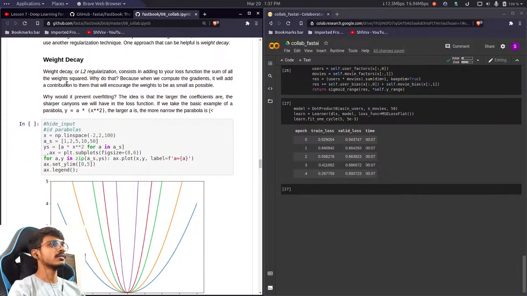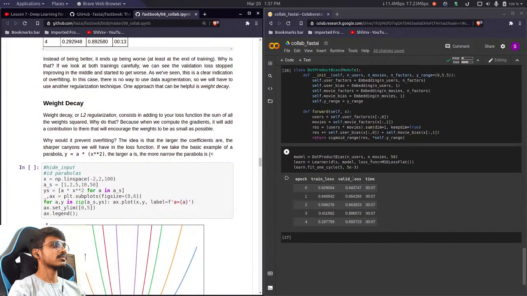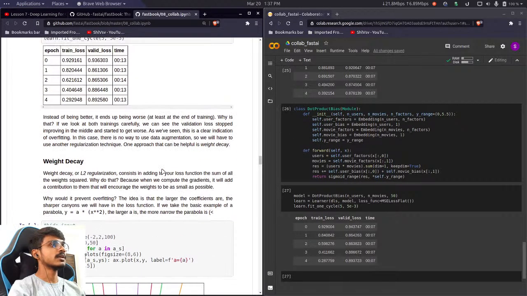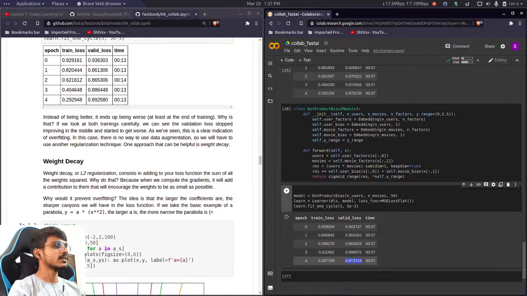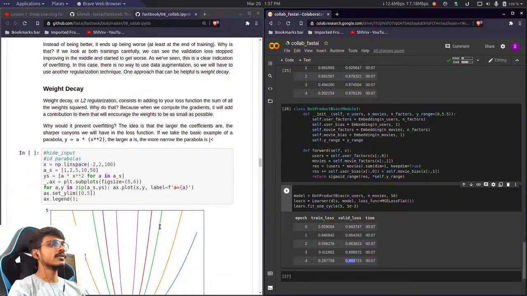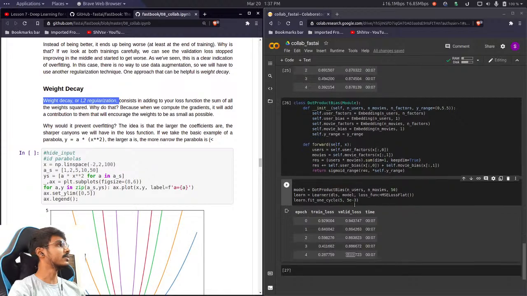Weight decay. So last time when we implemented the collaborative filtering, we got up to this point. We got validation loss of 0.89. So this time we are going to review further techniques which will improve collaborative filtering.